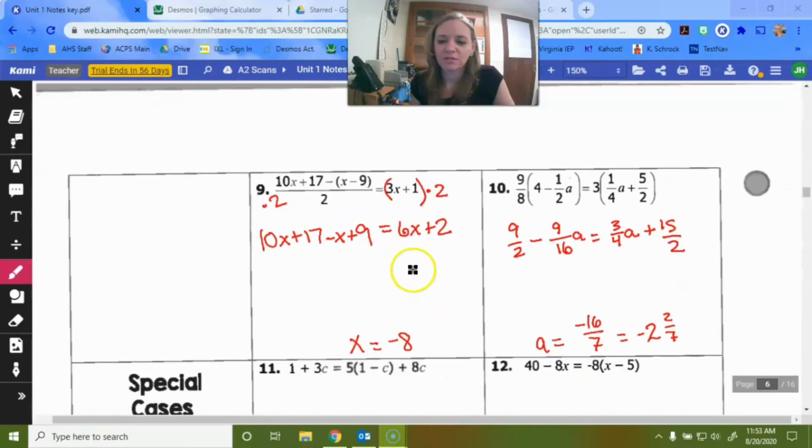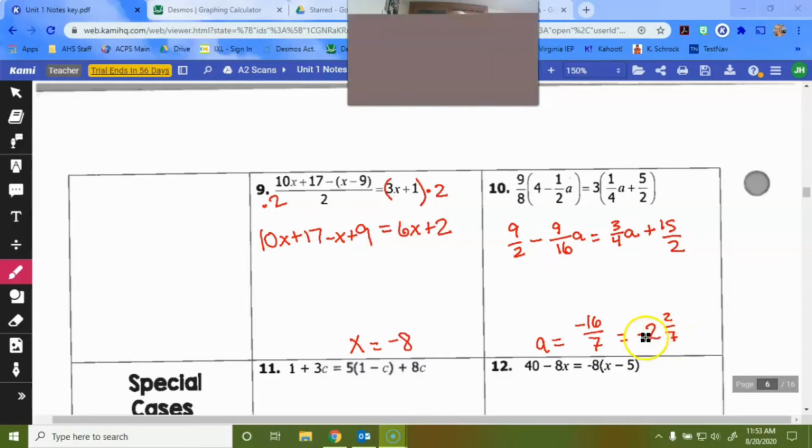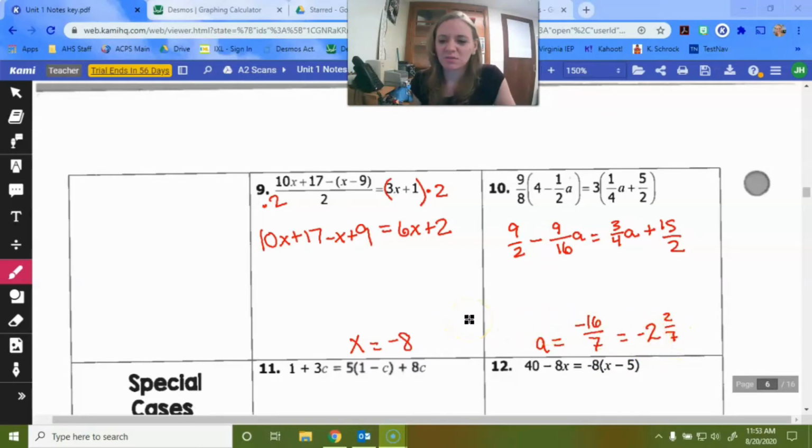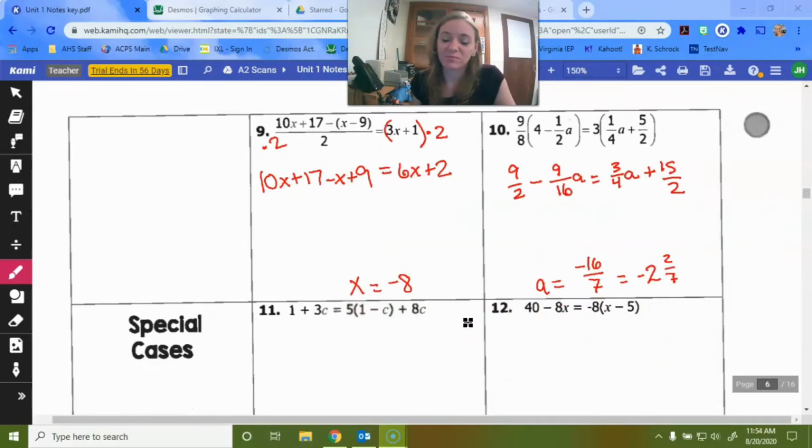Number 9 and 10, I showed a little bit of work in case you had trouble at the beginning. And number 9 is negative 8. And number 10 is negative 16 over 7, which is the same thing as negative 2 and 2/7. The decimal is a little too nasty for me to want to put that as, and I would hope you would avoid that as well.